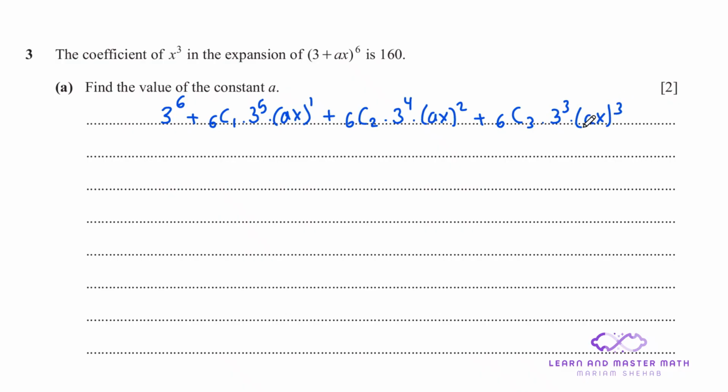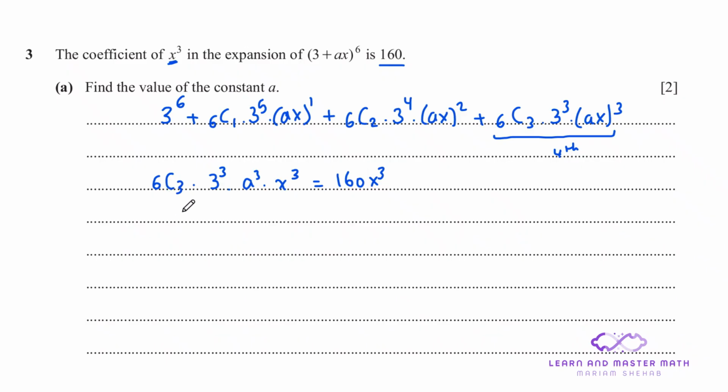(ax)^3. Because it's asking for the coefficient of x cubed, we will work on the fourth term here, which will give us the coefficient of x cubed in terms of a. Already we know this will be equal to 160, so we will take 6c3, 3^3, a cubed x cubed, which is equal to 160 x cubed by given.